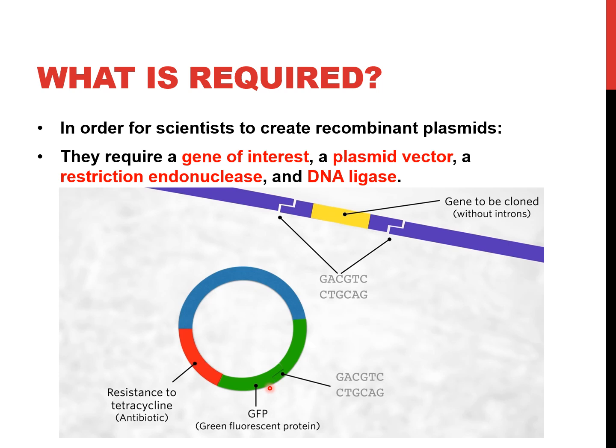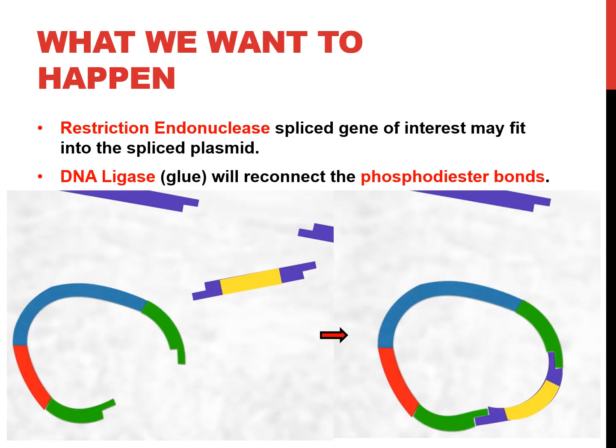Obviously, we have our restriction site here, as you can see, and that's going to be the spot where our target gene slots in. Okay, now the yellow's not looking too nice, but that's where the target gene is going to slot in. Okay, very good. So let's look at that now. So what we want to happen, the restriction endonuclease spliced gene of interest may fit into the spliced plasmid. Again, splice just means cut.